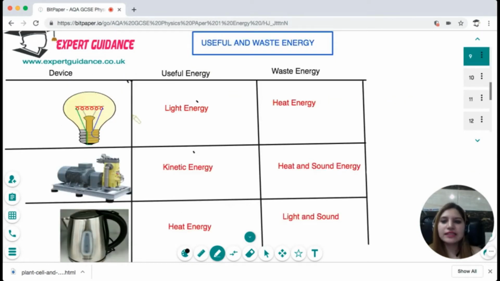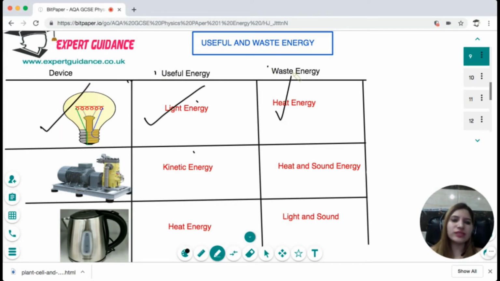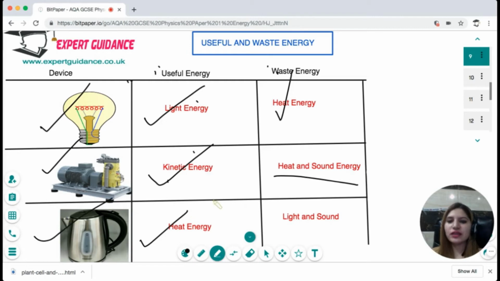Now, this is a table which gives examples of certain devices, and you should be able to write about them, like what the different devices are, what the useful energy is, and what the waste energy is. For example, the light bulb: the useful energy is light energy, but the waste energy is heat energy. In the motor, the useful energy is kinetic energy, and the waste is heat and sound. All of them have electrical energy as input. The kettle's useful energy is heat energy, but it at times gives off light and sound. So these are the waste energies.